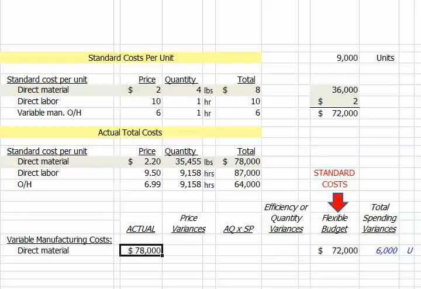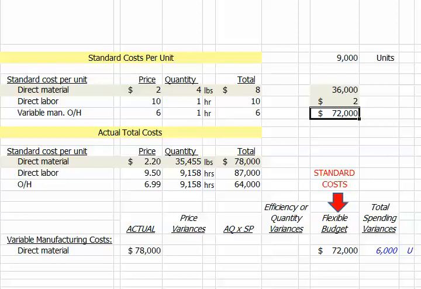Our standard cost, our $72,000, would have come from the 9,000 units we produced. 9,000 units at $8 per unit would give us $72,000. Or we could take 9,000 units times 4 pounds, which means we are going to use 36,000 pounds of materials at $2 a pound, which would give us $72,000 for a standard cost.